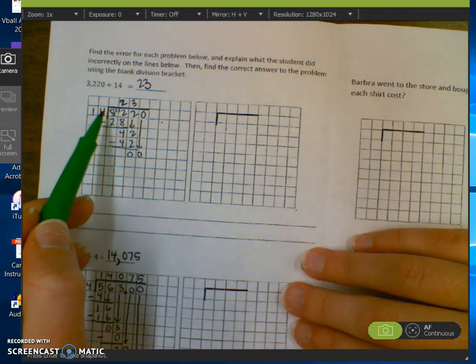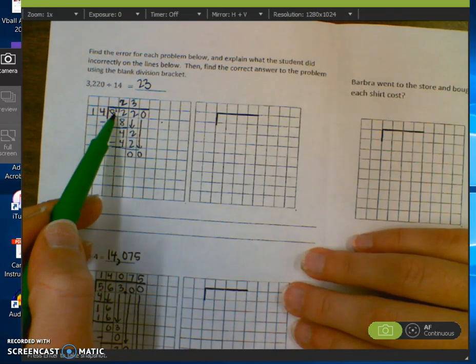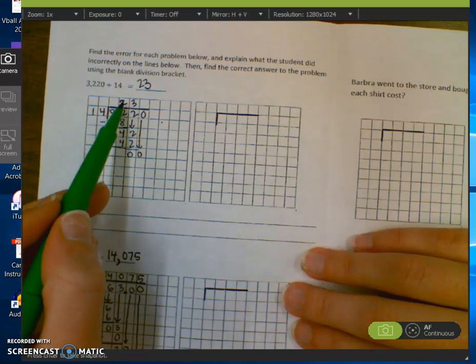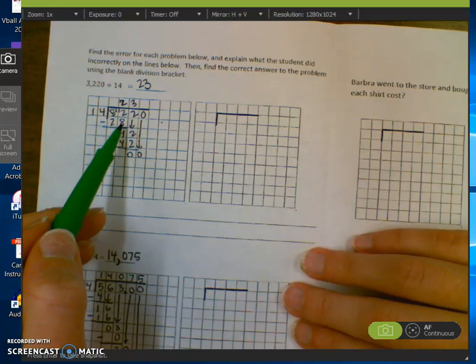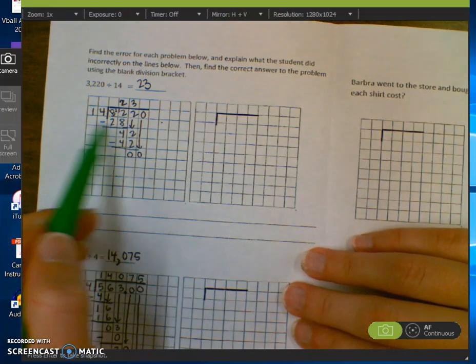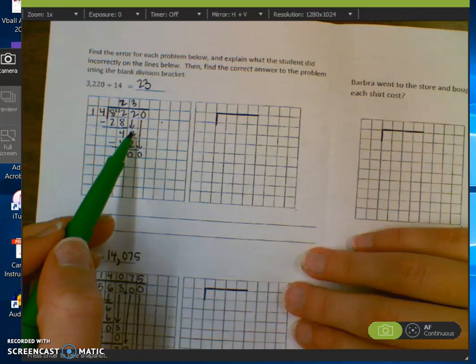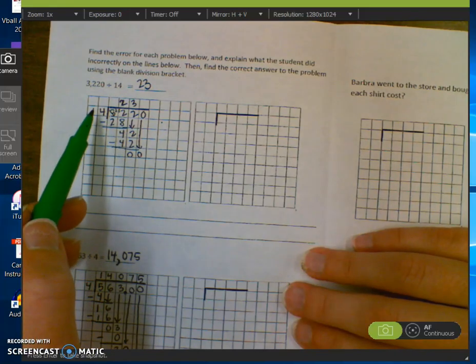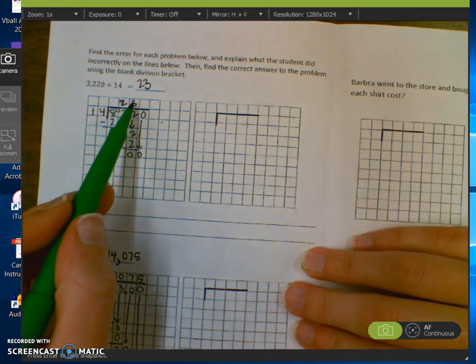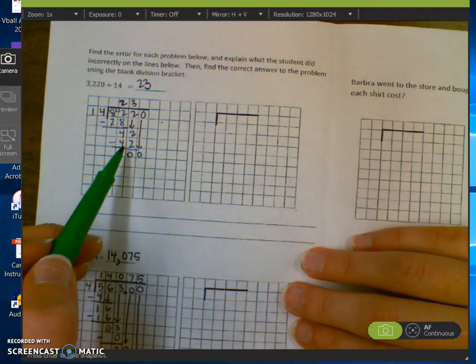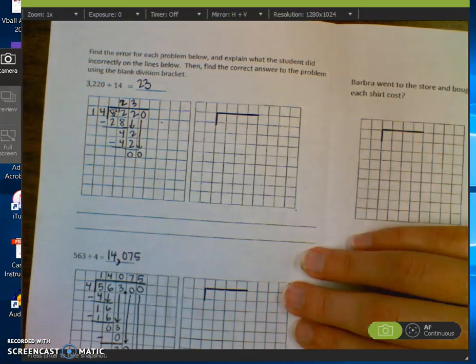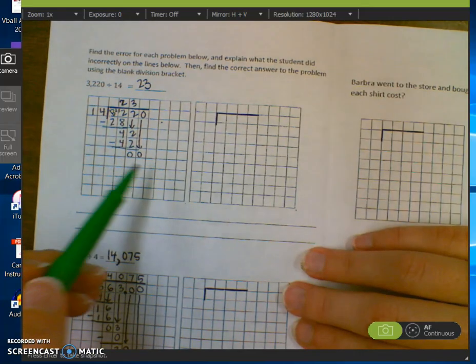They have 14 going into 30. It can't go into 3, but they have it going into 32 twice. That seems right. 2 times 14 is 28. So far, so good. They subtracted and got 4, and they brought down a 2. Here they said that 14 goes into 42 3 times, and 3 times 14 is 42. They subtracted and got 0, and they brought down the last 0.